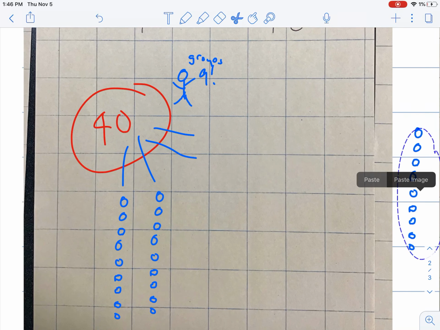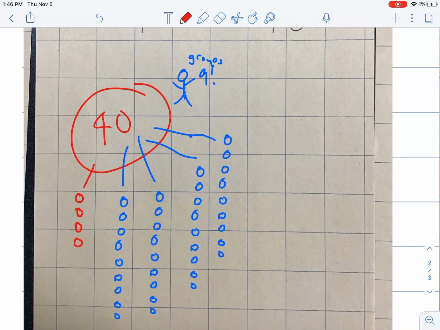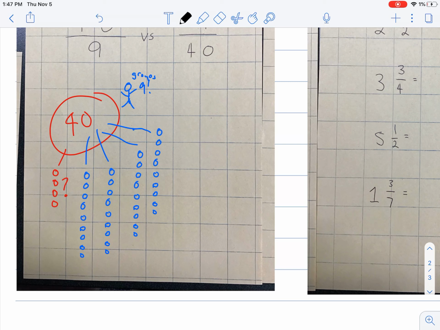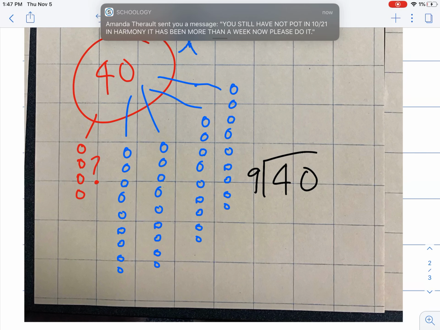18, 27, 36 of them. Okay. But there's of course got to be these 4. Great. So those 4, they're like, well, what do we do? Right? I don't know, are we a group of 4? Always happens. So that looks much better written like this. All right. 9 divided by 40.